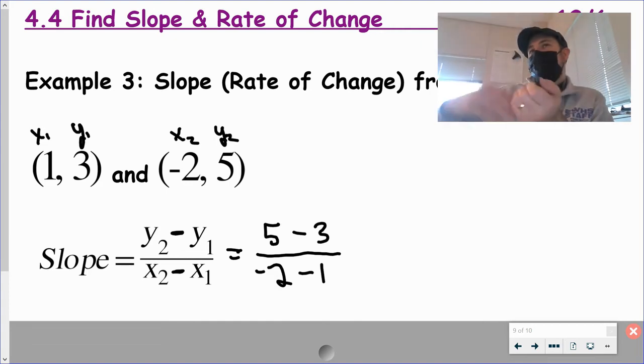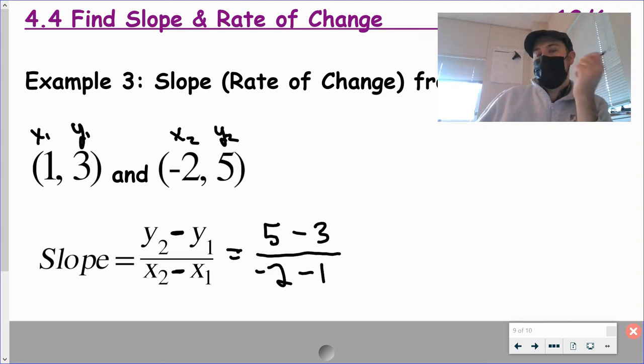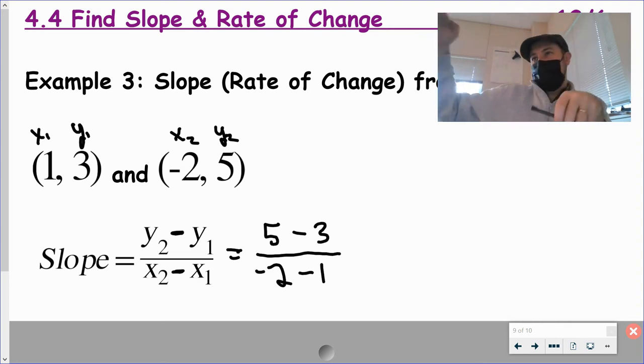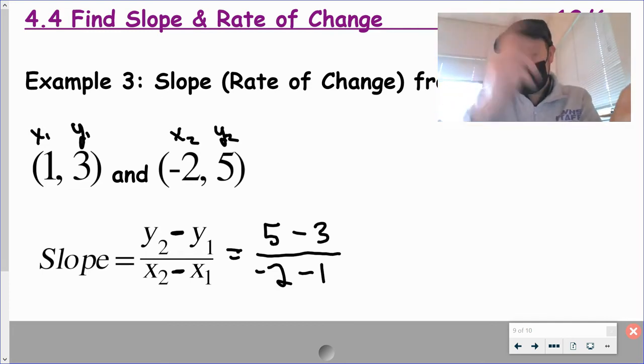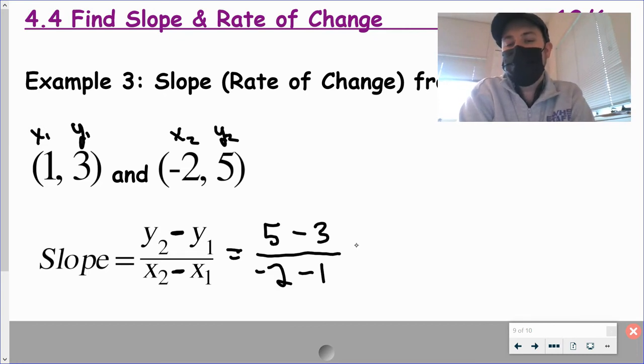If you want to know how much a plant grew in the last year, you would take the height it is now, and then you would subtract the height that it was before. When you measure for growth, you do subtract. That's how we measure growth.